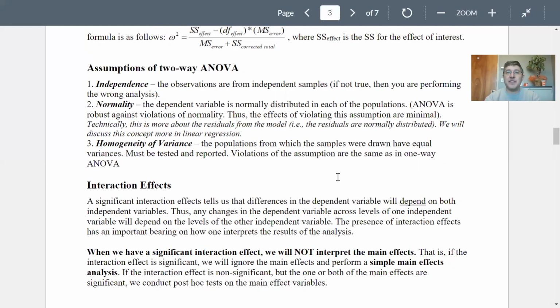And then we also have our same assumption of homogeneity of variance, that the populations from which the samples were drawn have equal variance. So we're going to report and test this. Violations of the assumption are the same as in the one-way case, and it follows the same rules of thumb too. If you have equal or approximately equal sample sizes in each of the groups, then violations of the assumption aren't severe.